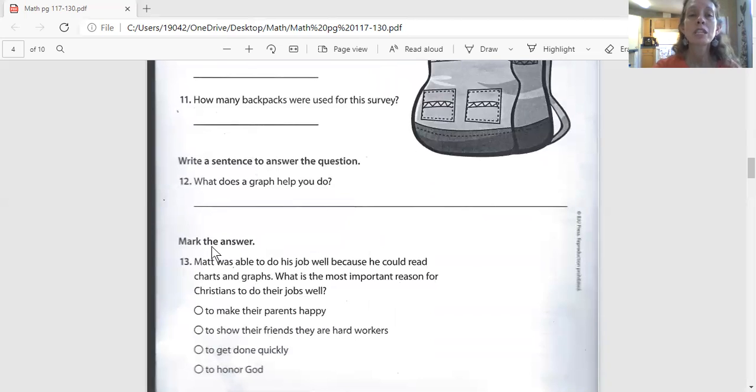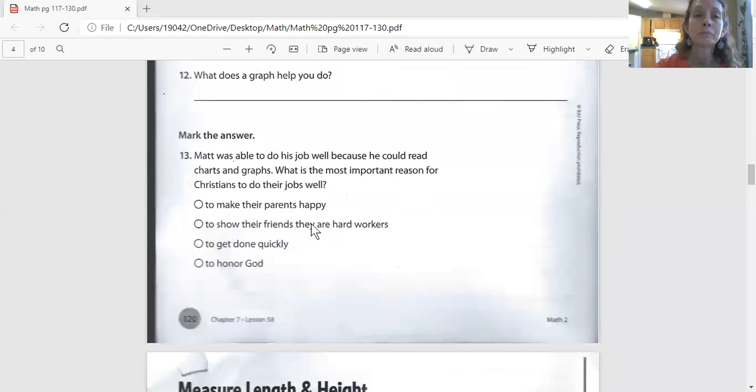And number 12 asks us to write a sentence to answer the question. What does a graph help you do? How does a graph help you? A graph shows information to you easily. It shows information. Shows information is what we're going to write tomorrow in our test, and I'll help you with that one. Shows information, but I do want you to sound it out.